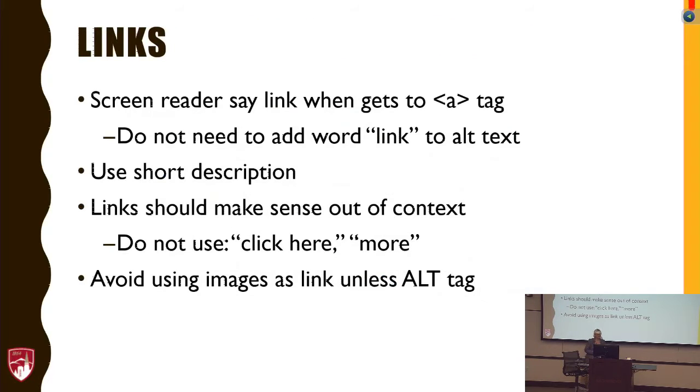Links say link when you get to a tag. So when you're adding alt tags, don't put the word link in there. If you write link to the library's website as an alt descriptor, it's going to say link link to the library's website. Use a very short description. You don't need to use the word image to describe an image because it reads image when it gets to the image tag. Links should make sense out of context. Don't use click here or more.